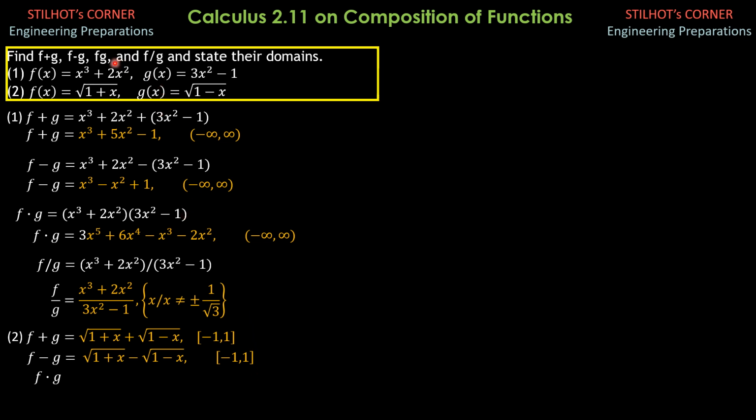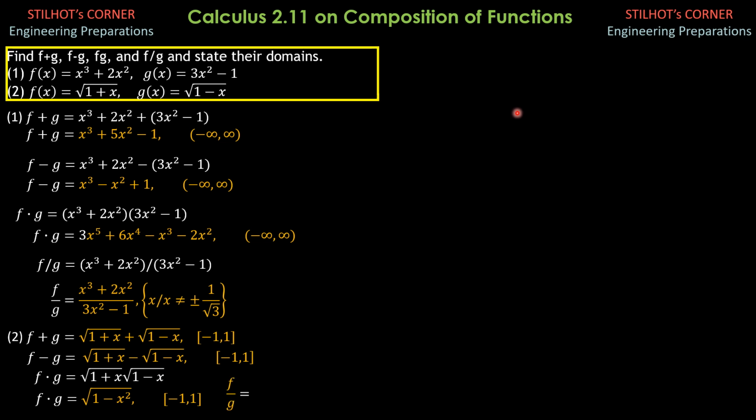Next is f times g, so square root of 1 plus x times square root of 1 minus x, that would be square root of 1 minus x squared, and the domain is negative 1 to 1. It should not fall outside that domain, negative 1 to 1. The radicand inside will become negative when x is less than -1 or more than +1.